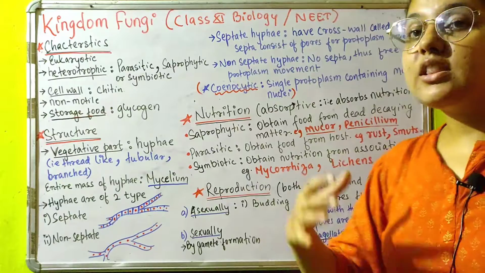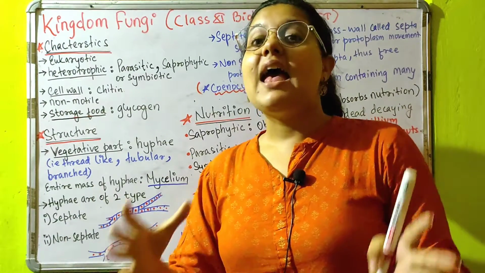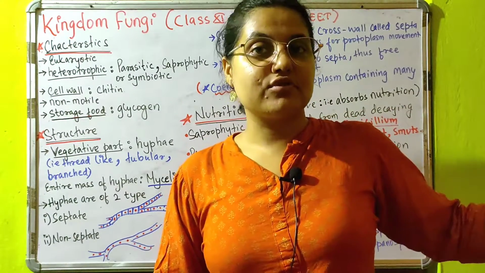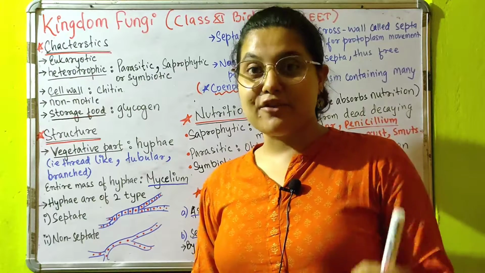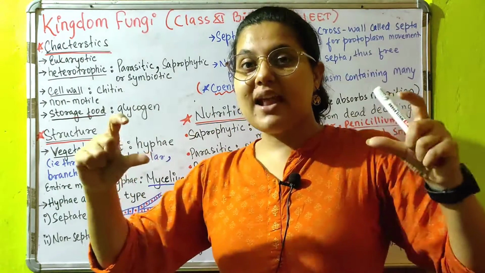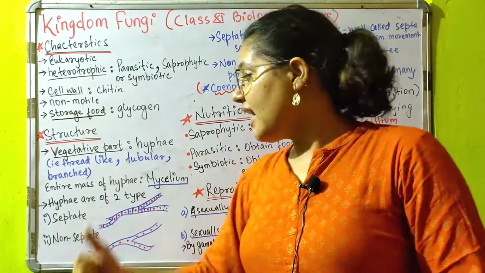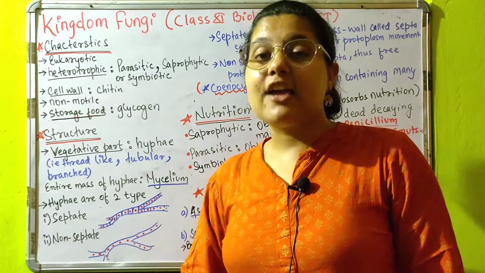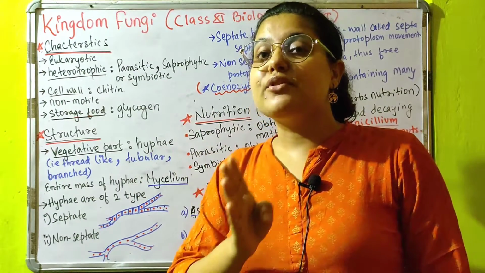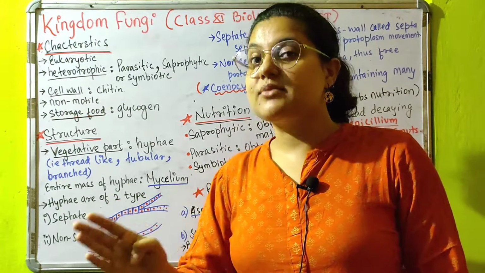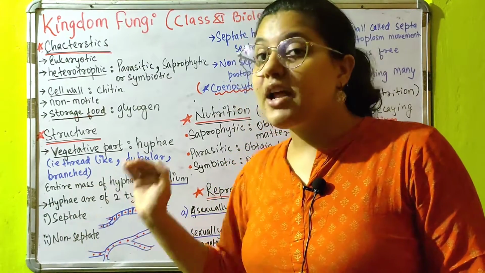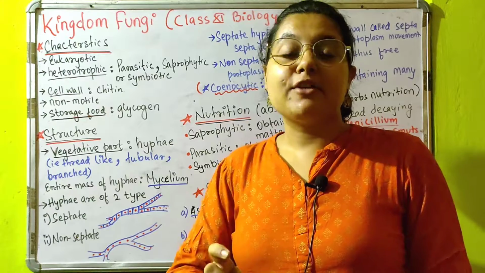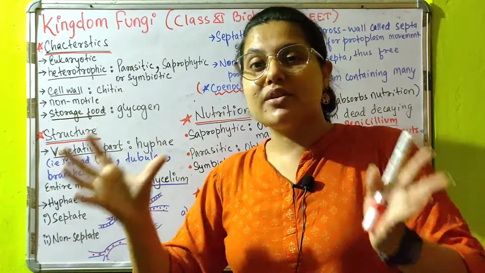They have a structure known as hyphae, and it is the vegetative part of the fungi. And the reproductive part is the spores. Hyphae are long, tube-like, and branched structures. They are of two types, that is septate and non-septate. Septate hyphae are those which have septa in between the protoplasm, dividing the protoplasm into compartments. But the non-septate are those which do not have any kind of membrane between the protoplasm. That means a single protoplasm contains numerous nuclei.